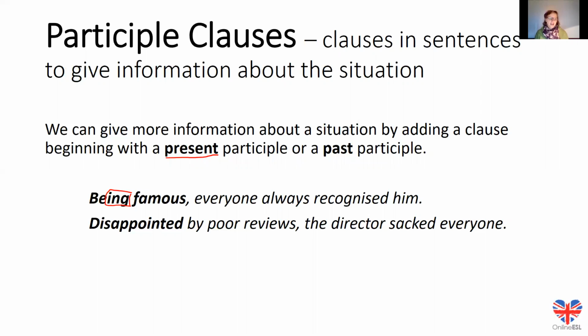Being famous, everyone recognised him. So any verb with ing is the present participle. We could say, because he was famous, everyone always recognised him. But if we make it shorter, if we add this information in a participle clause, then it sounds much more interesting and much more natural. We can also use past participles, which is any form of the verb in regular verbs with ed. With irregular verbs, it's your third form of the verb.